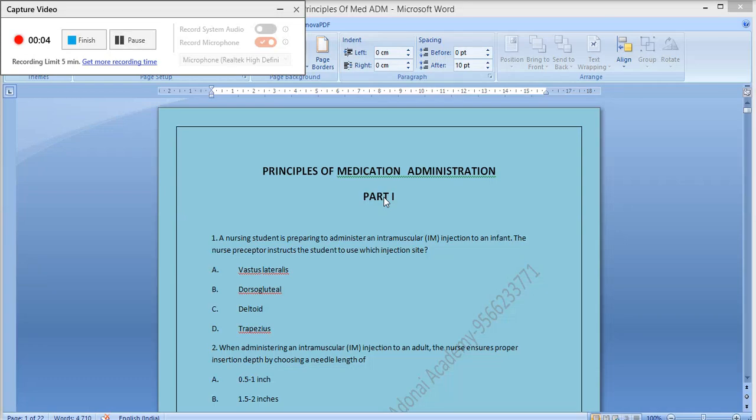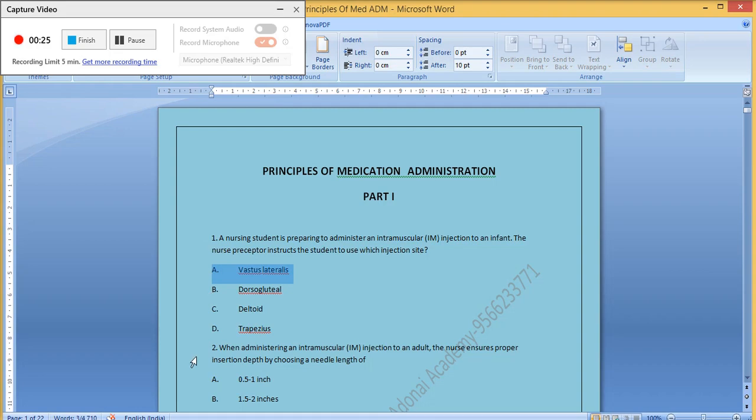Principles of Medication Administration Part 1. A nursing student is preparing to administer an intramuscular injection to an infant. The nurse preceptor instructs the student to use which injection site? A. Vastus lateralis, B. Dorsogluteal, C. Deltoid, D. Trapezius. The correct answer is A.